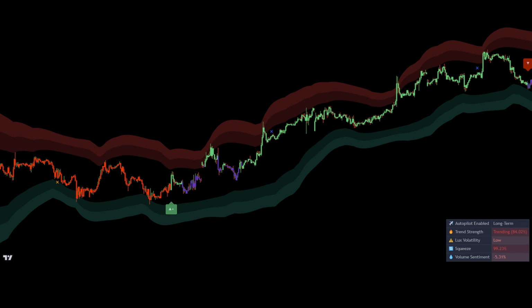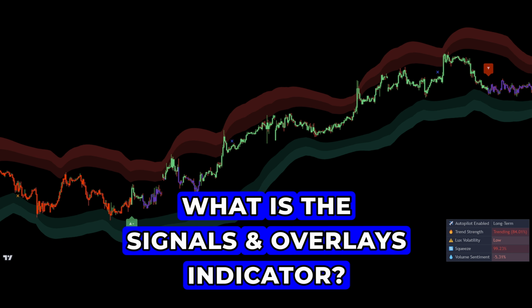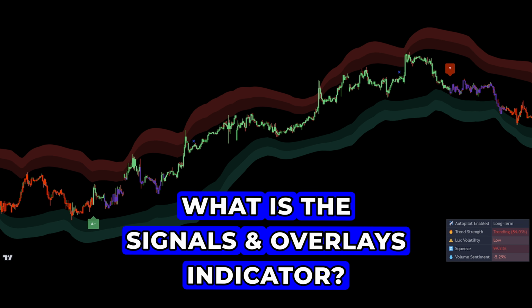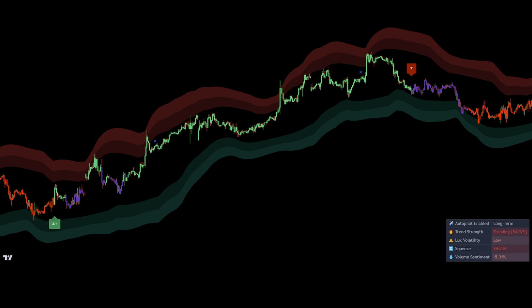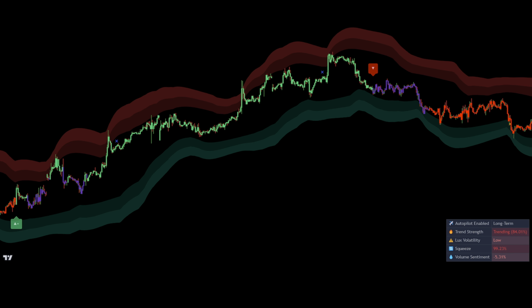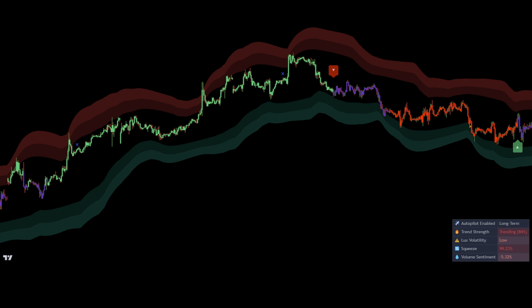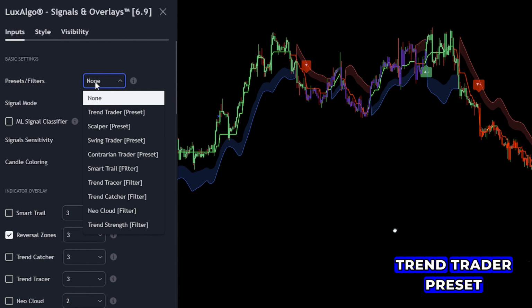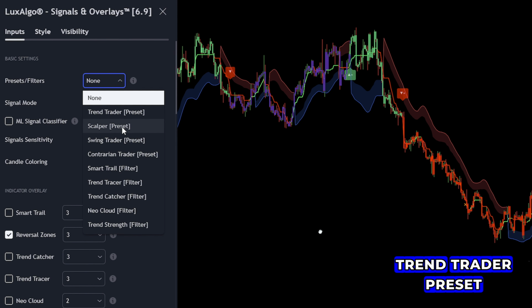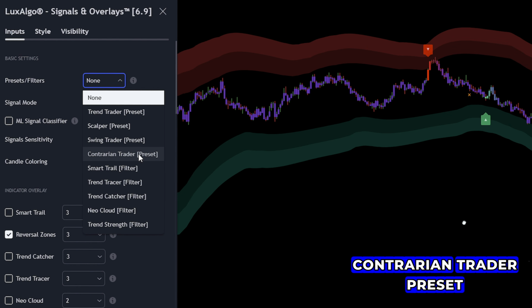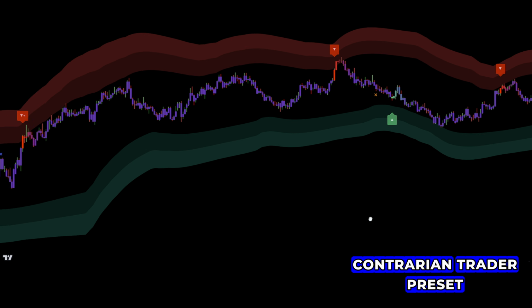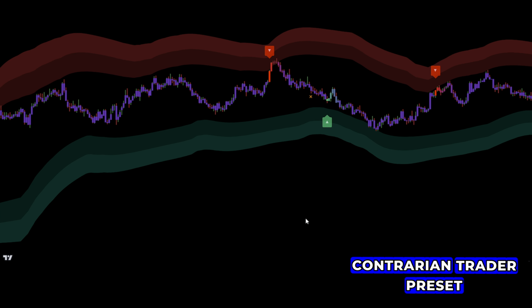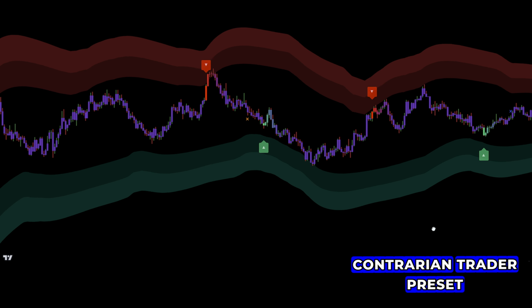Now at this point, I know you may be thinking, but what exactly is the Signals and Overlays indicator? This toolkit from LuxAlgo is the most popular for a reason. It's packed with features designed for every trading style. It starts with a wide variety of presets and filters, tailored for trend traders, scalpers, swing traders, or even those who prefer trading against the trend. These presets ensure that no matter your approach, you'll find a setup that fits your style.